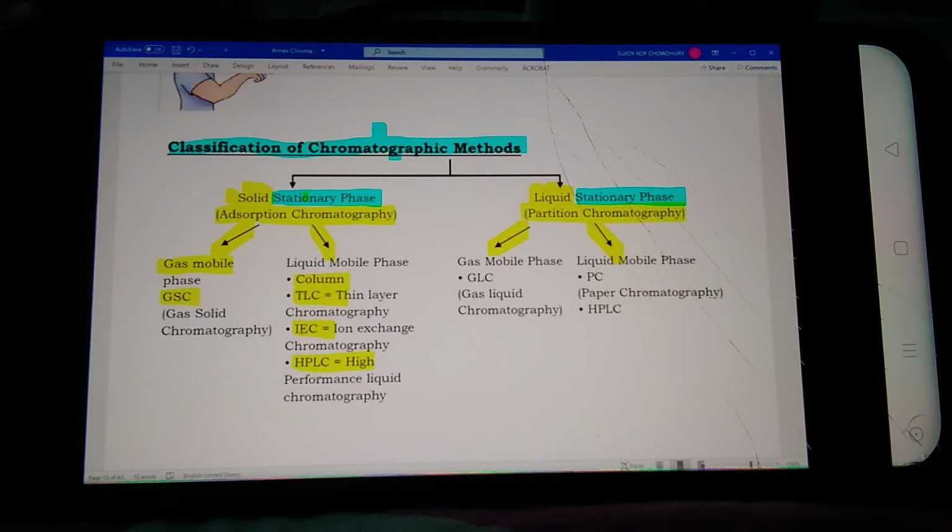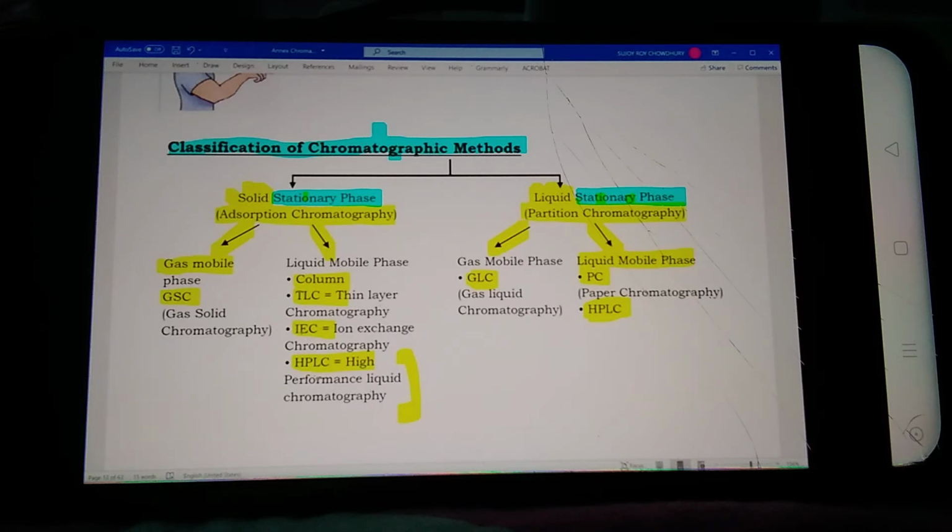You will also see liquid stationary phase and liquid mobile phase in HPLC. This is a second, different grade of HPLC. One type of HPLC uses a solid stationary phase and liquid mobile phase, and another type uses a liquid stationary phase and liquid mobile phase. When you learn HPLC, that will get clear. Liquid stationary phase with gas mobile phase is gas liquid chromatography, and liquid stationary phase with liquid mobile phase is paper chromatography. Now, I was doing the classification part.